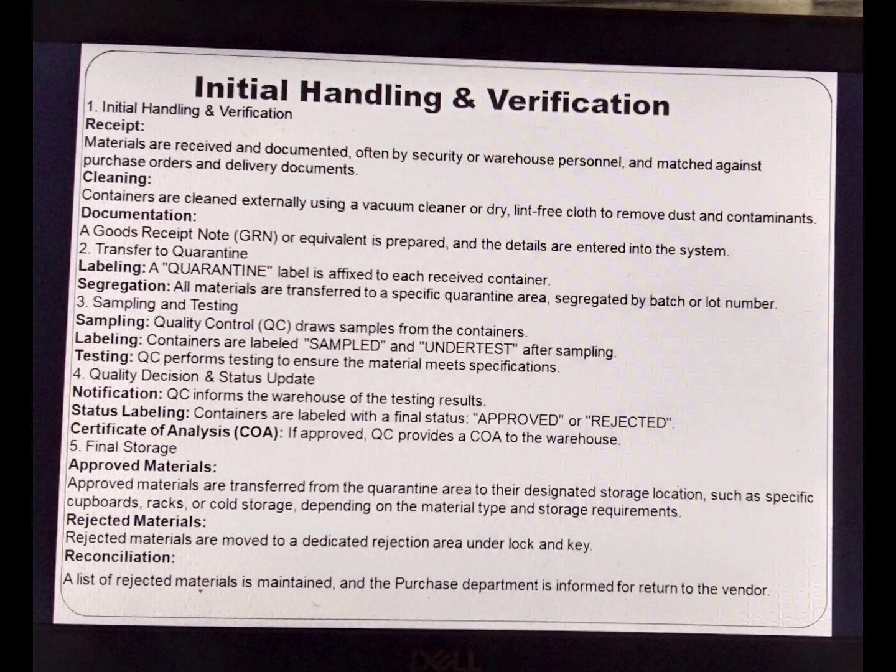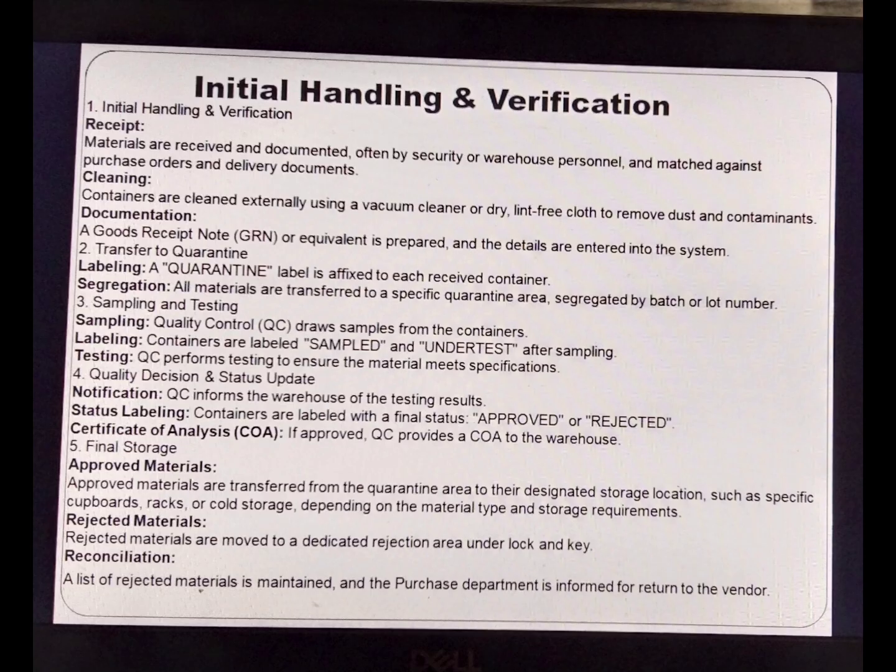Initial handling and verification. Receipt of packing material: materials are received and documented, often by security or warehouse personnel, and matched against the purchase order and delivery documents. Cleaning: containers are cleaned externally using a vacuum cleaner or dry lint-free cloth to remove dust and contaminants. Documentation: a goods receipt note, that is GRN, or equivalent is prepared. The details are entered into the system.